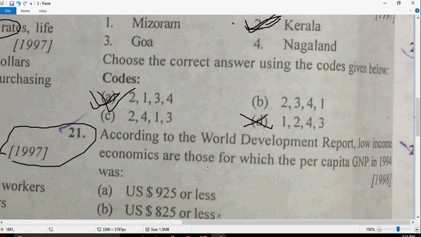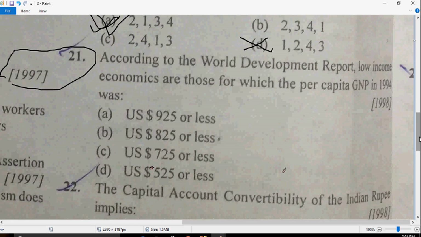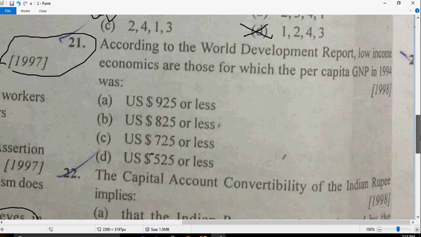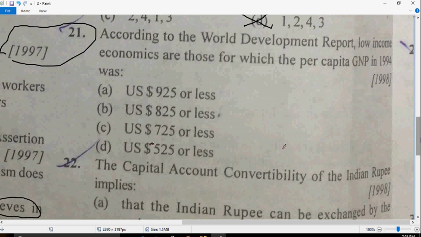And Nagaland, of course, is 61.5%. So now next question: according to the World Development Report, low income economies are those for which per capita income, per capita GNP in 1994, was less than. The World Development Report is published by the World Bank annually, as we know. So it's going to be less than 725.